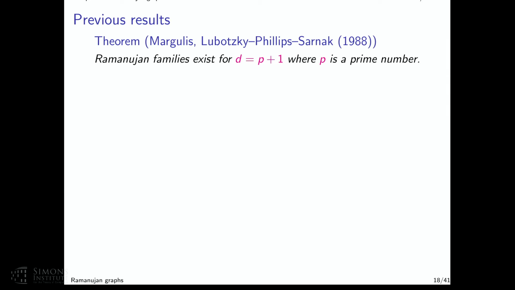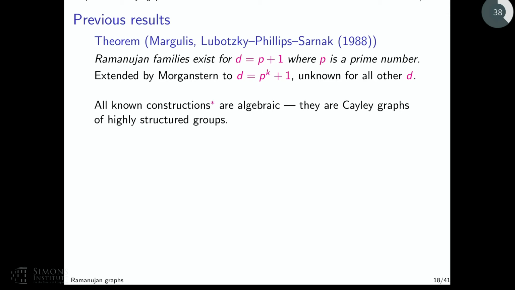And the answer was confirmed in the positive by Margulis and separately Lubotzky, Phillips, and Sarnak, who proved that Ramanujan families exist when the degree of the graph is p plus 1 for p a prime number. And this was extended by Morgenstern to d equals p to the k plus 1, but was unknown for all other d. And their constructions were algebraic, right? They were Cayley graphs of some very highly structured groups that they were able to reason about.